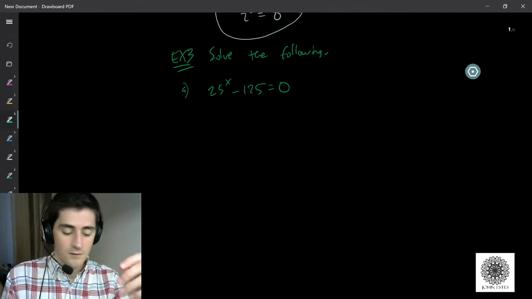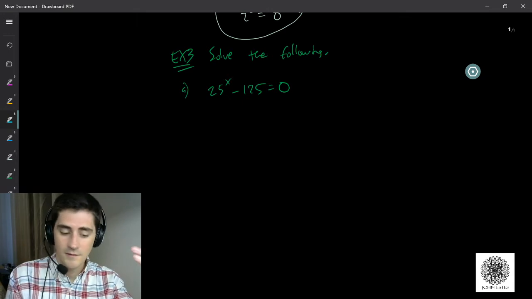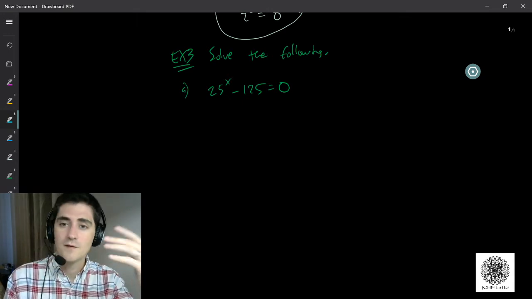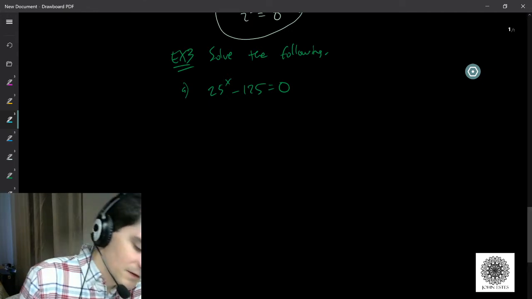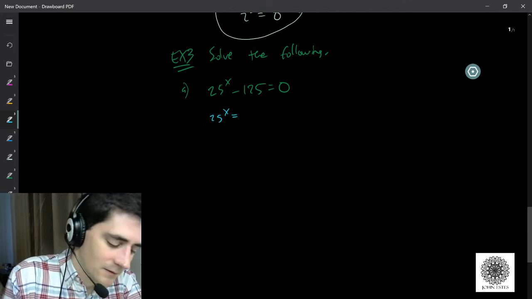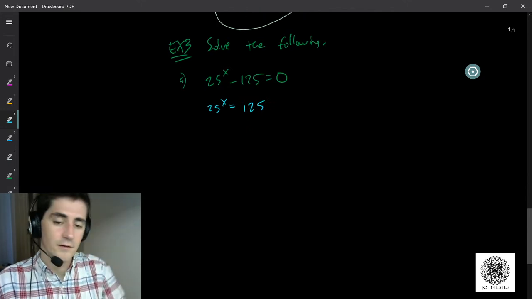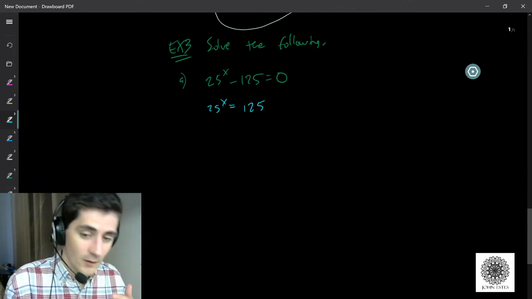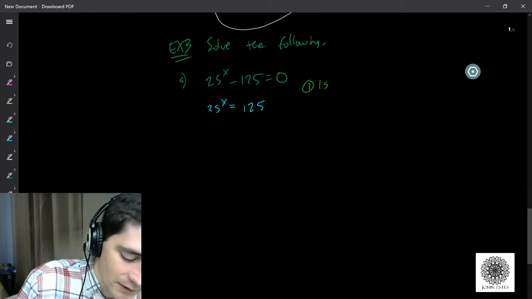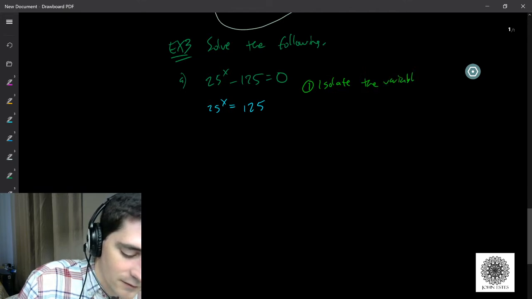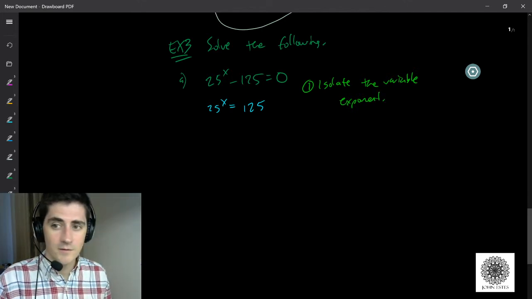Now, the first thing we need to do is recognize this is exponential. It's got a variable in the exponent. And the way I have to solve this is by getting that exponential by itself. So the first thing I'm going to do here is get the 25 to the x power by itself. So I have 25 to the x power equals 125. Now we need to attempt. So let me write that down first of all. Step 1, we isolate the variable exponent. Right? We're trying to isolate the variable exponent.